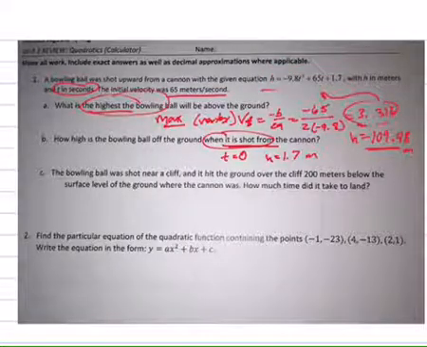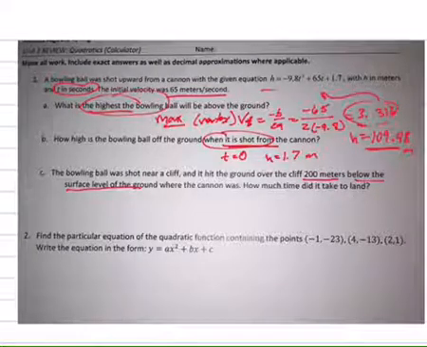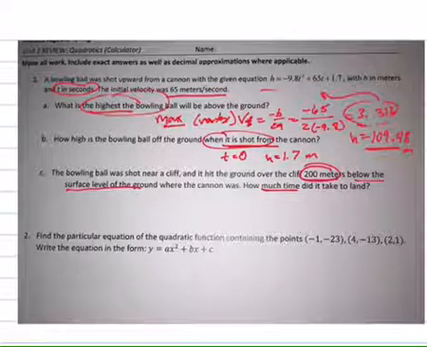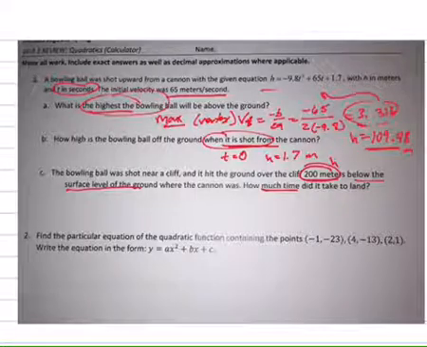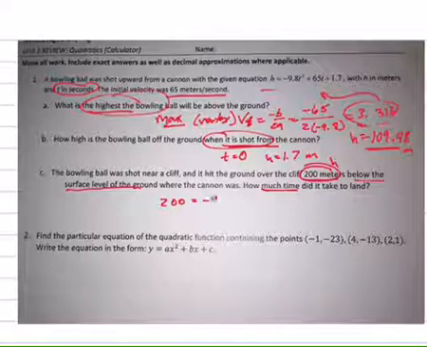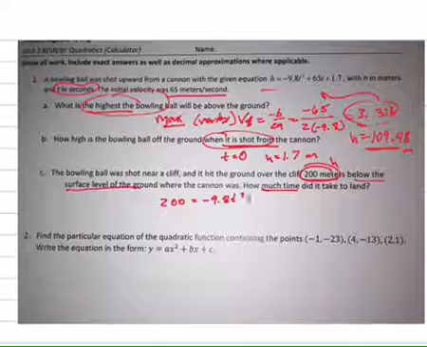Good. Next question says, the bowling ball was shot near a cliff, and it hit the ground over the cliff 200 meters below the surface of the level of the ground where the cannon was. How much time did it take to land? So this is your h. So that's your height. So plug in your height, 200 equals negative 9.8 t squared plus 65 t plus 1.7.